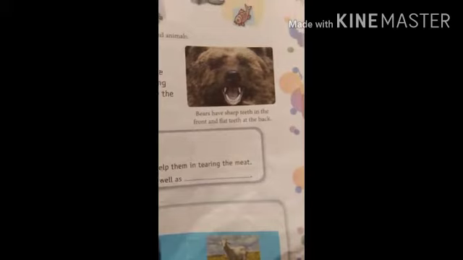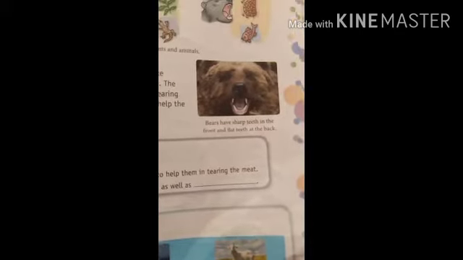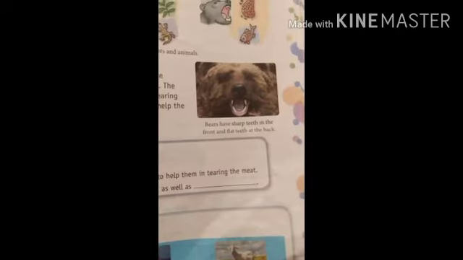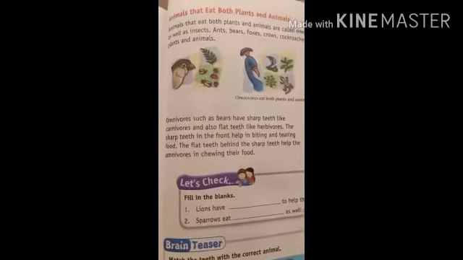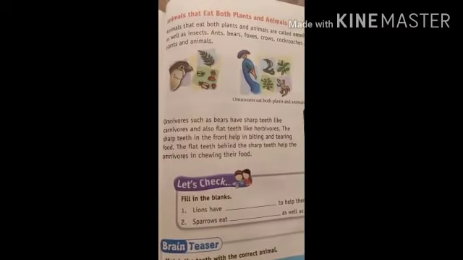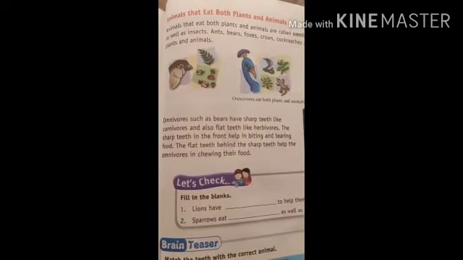Let's see what type of teeth these animals have. Just look at the picture. What type of teeth do they have? These animals have both sharp teeth in the front and flat teeth at the back. That is why they are called eaters of both plants and animals.